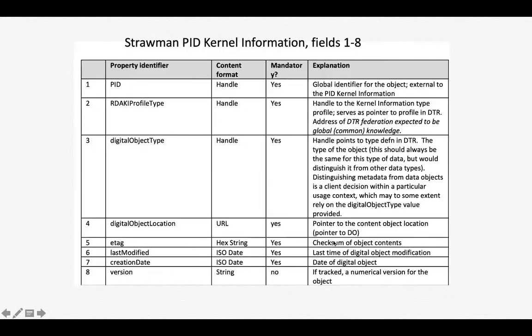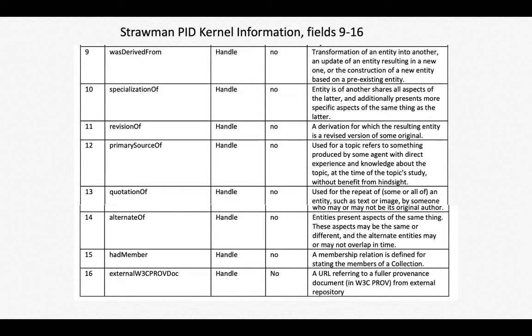And then as you get further on here, version and such, these are more provenance related items. Again, you can see that none of them are mandatory, but they can potentially provide a string of provenance information so that you can see what history the data has gone through.